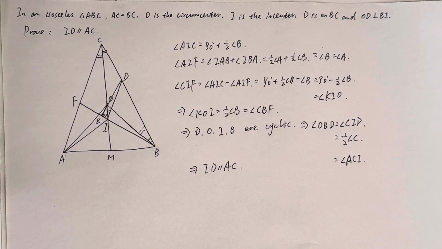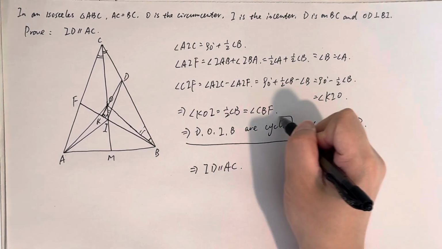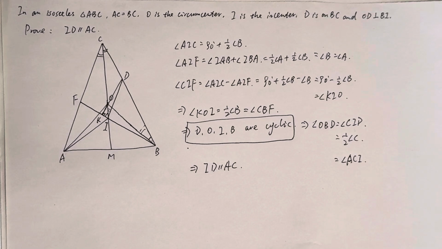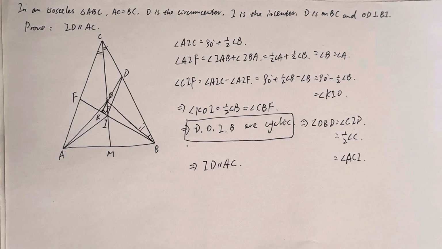Okay. So for this problem, I think the key point is to find out that D, O, I, B are cyclic. And the basic breakthrough of this problem is just to find all the angles related to I and O, right? Either way, you can solve this problem.